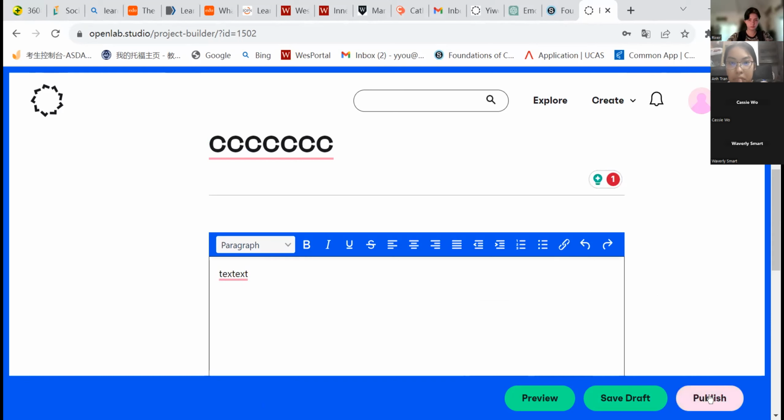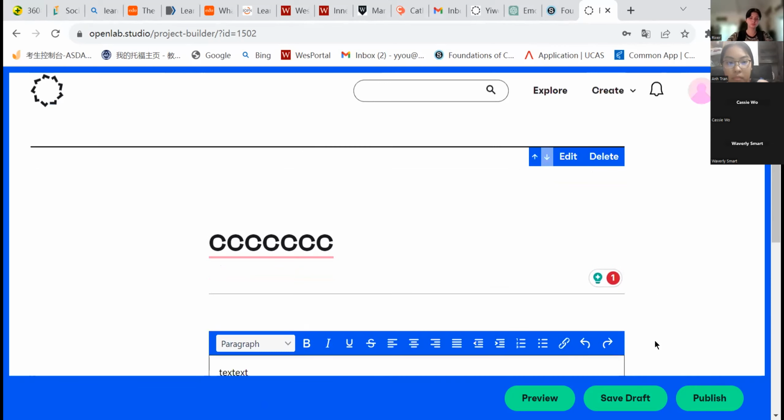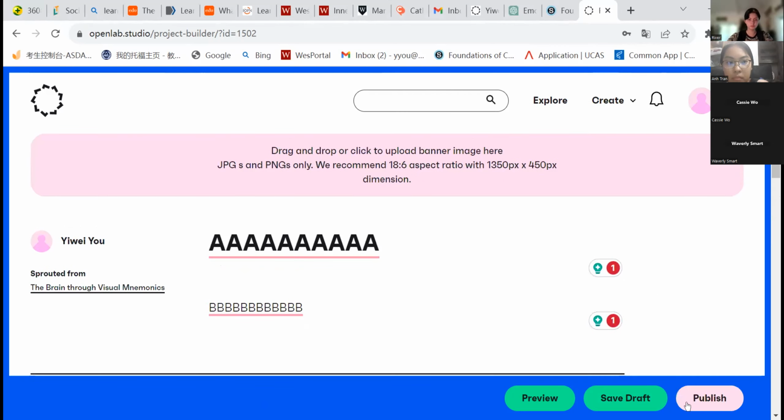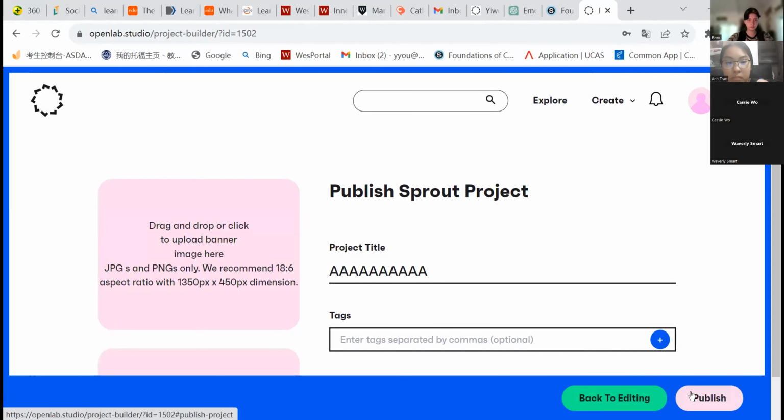Okay, it looks like you need to add a first section at least. You need to add something more than content titles. Publish that. Let's go. Oh yeah, and then you can put a project title, and this is cool too.